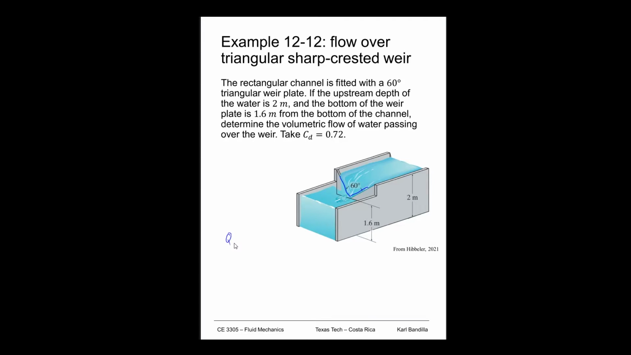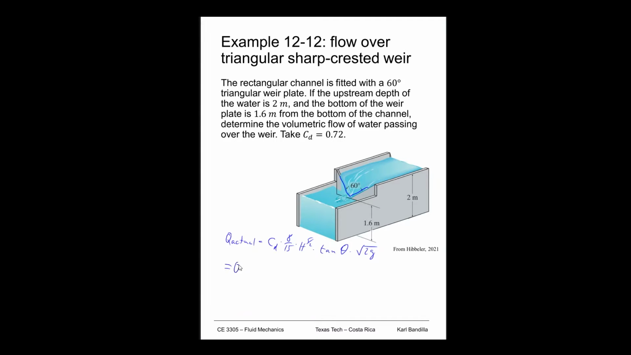It was Q actual, start a little high, CD times 8/15 times h to the 5/2 times tangent theta, it's the opening, times square root of 2g. Well, all we have to do is plug in numbers. This one was a pretty straightforward one.